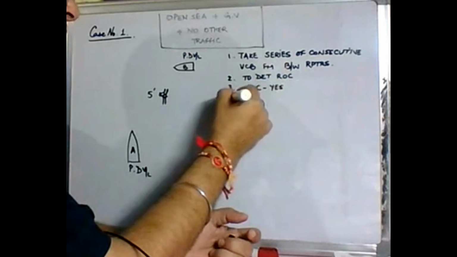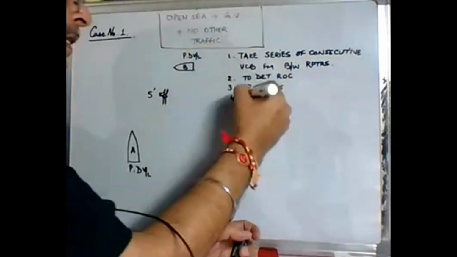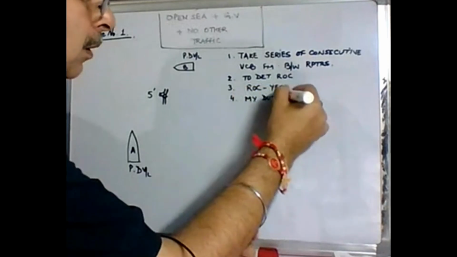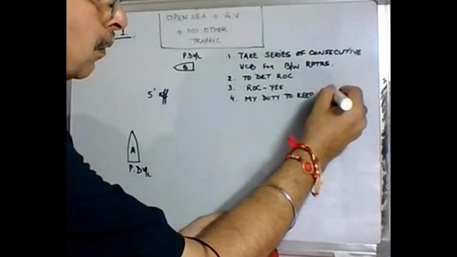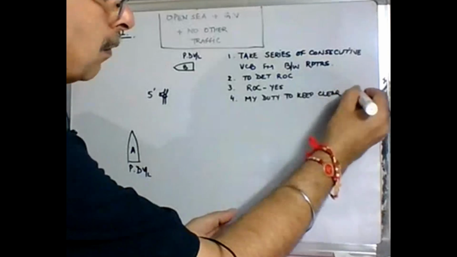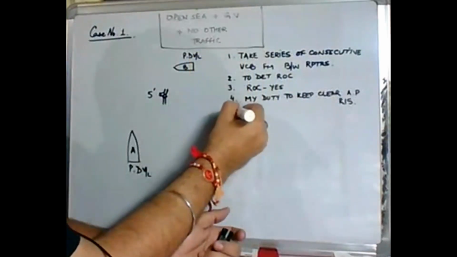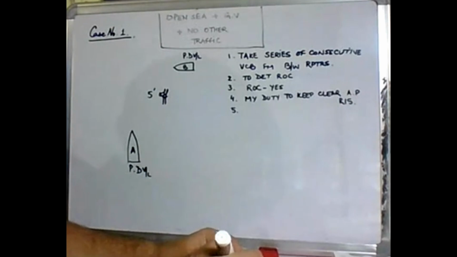Now what will be your action? So you are on vessel A. My duty is to keep clear as per rule 15. So what will be your action? Alter to starboard. Alter course to starboard side.